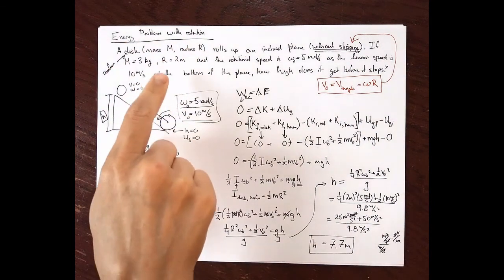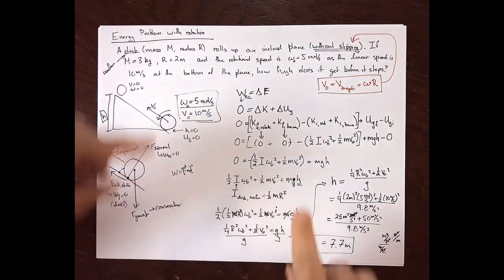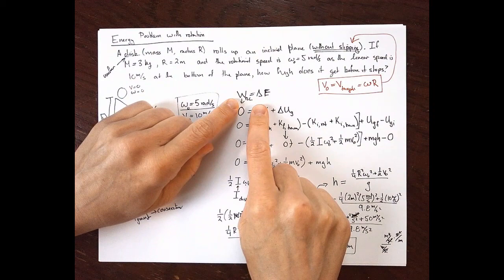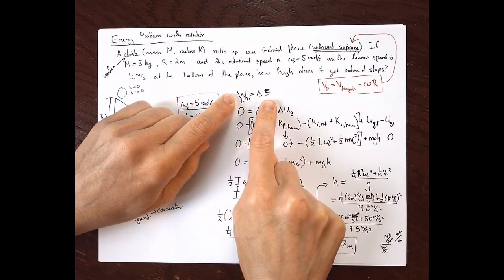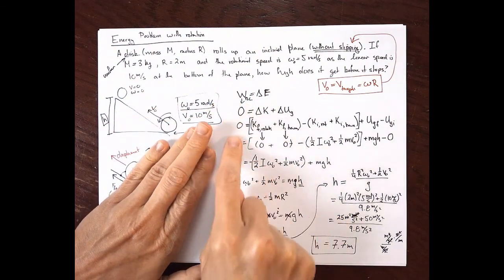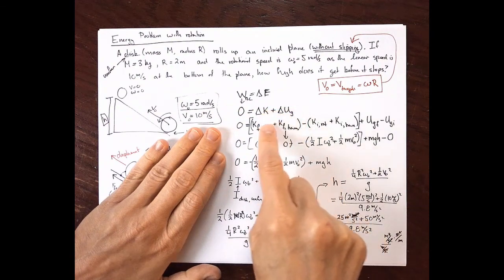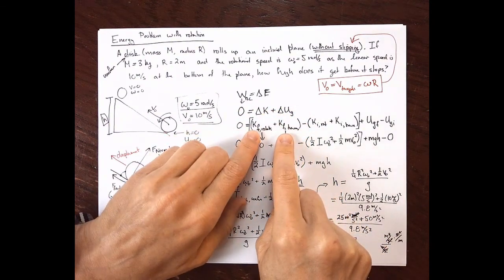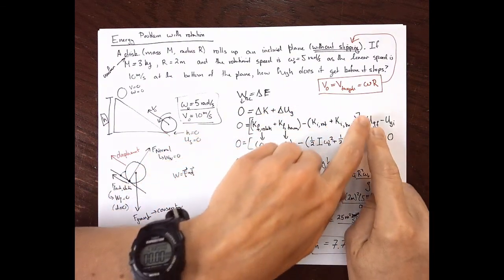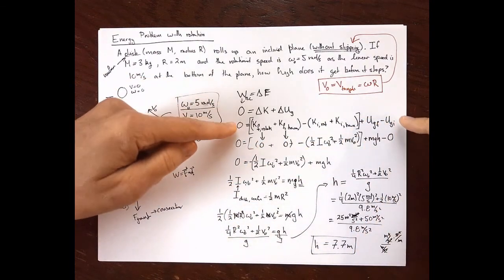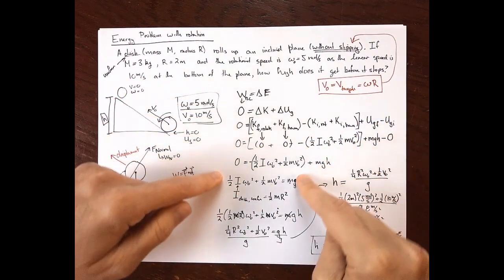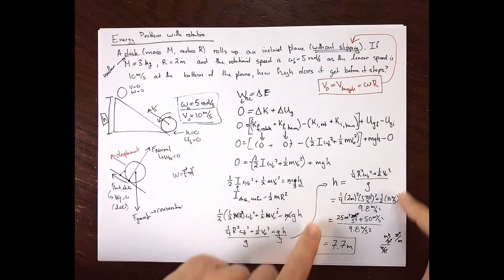But this is how you can do an energy problem if you've got rotation. You do just the same stuff you normally do for an energy problem. Look at work, it's equal to the change in energy. Figure out if you've got any work, and then figure out what kinds of energy you've got. Look at the final energy, subtract the initial energy. Then you've got your equation, and you can just go and do lots of algebra and solve it out.